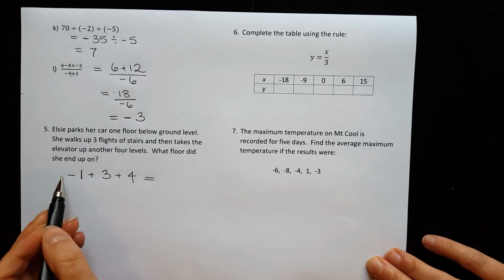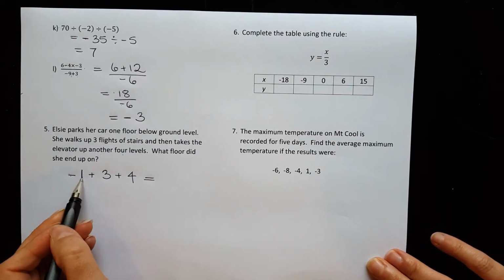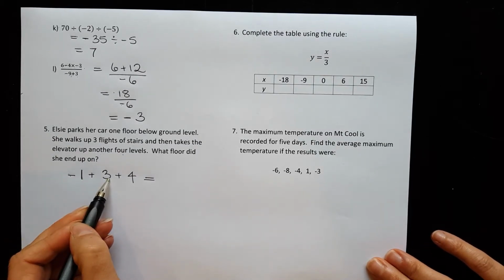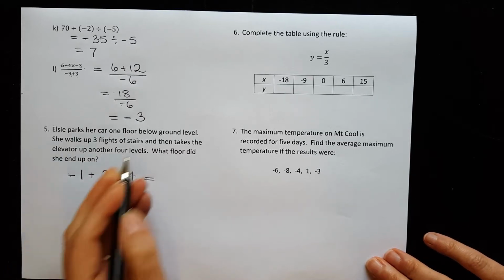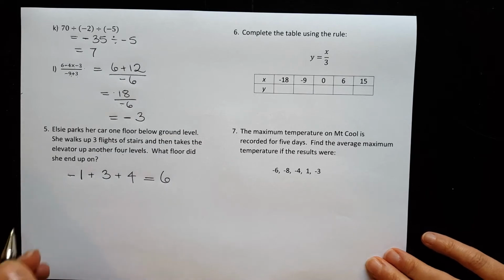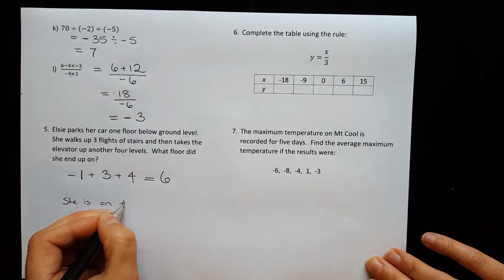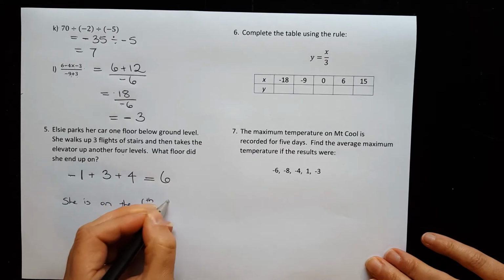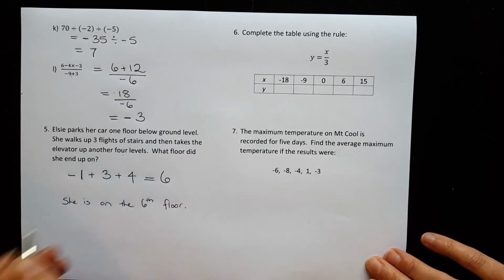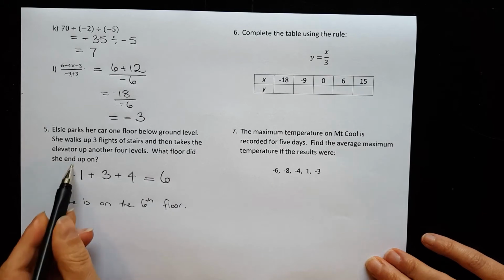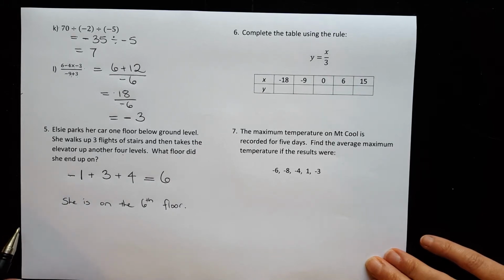Okay, so she's at negative 1. We want to add on 3. That will take her to the 2nd floor. Then up another 4 floors will take her to the 6th floor. So she is on the 6th floor. Okay, so for a wordy question, it's always good to give a wordy answer.